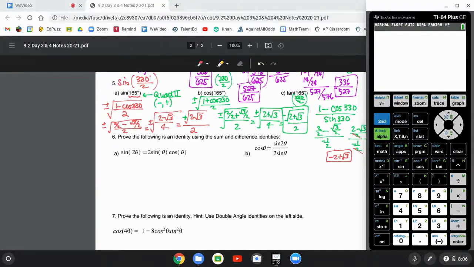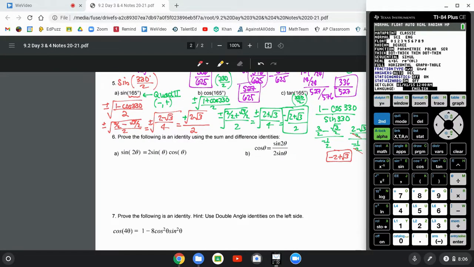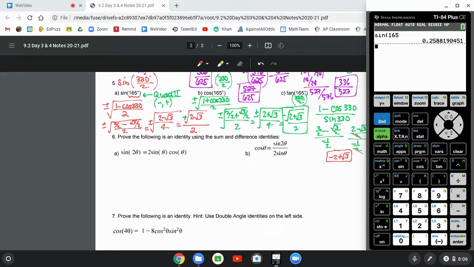All right, so number 5 would be an easy one to check in our calculators, but we're going to first make sure that we're in degree mode. So for each of these problems, we're going to do sine of 165, and then we're going to type in what we had as our answer. So we had the square root of 2 minus the square root of 3, all divided by 2. So I'm going to hit enter first and then divide by 2. And that should give me the same thing. So I know that part A is good.